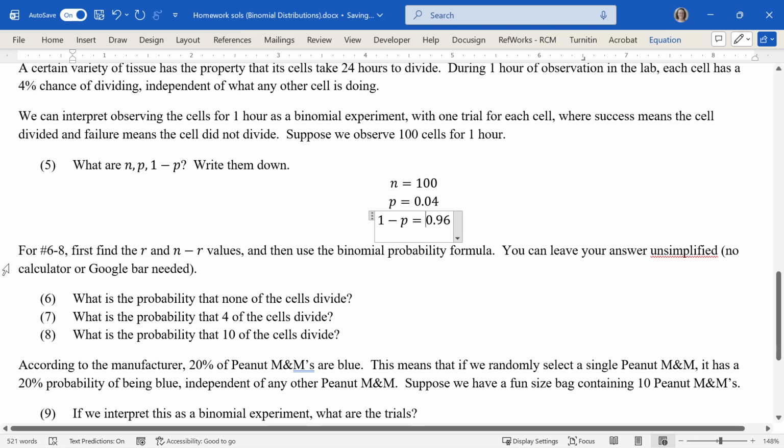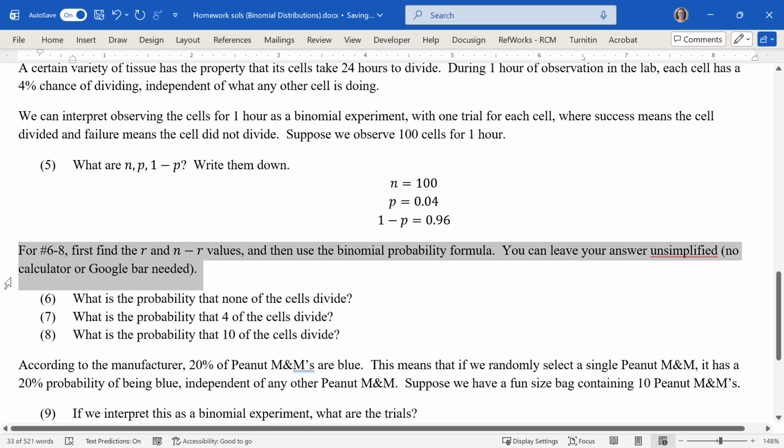All right, so now it says for number 6 through 8, for these, we need to first find the R and the N minus R values, that's number of successes and number of failures, and then use the binomial probability formula. You can leave your answer unsimplified, so no calculator or Google bar needed.